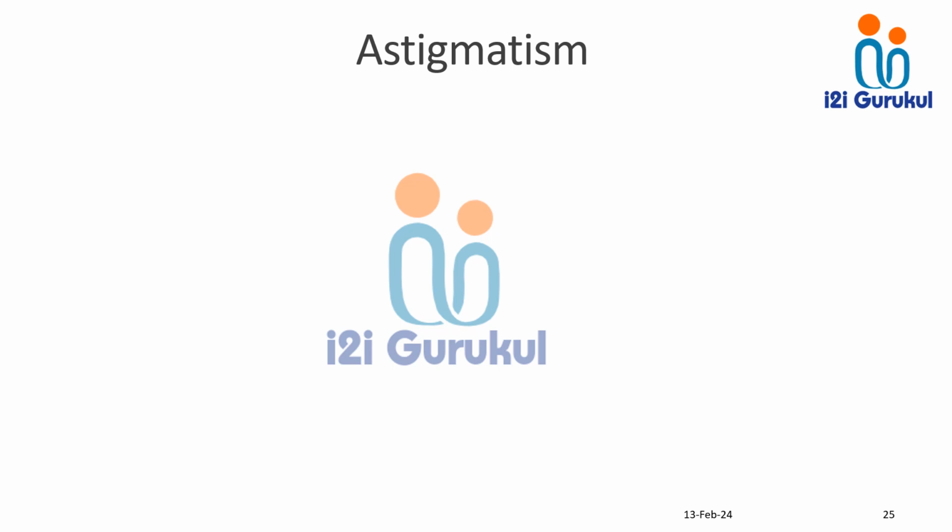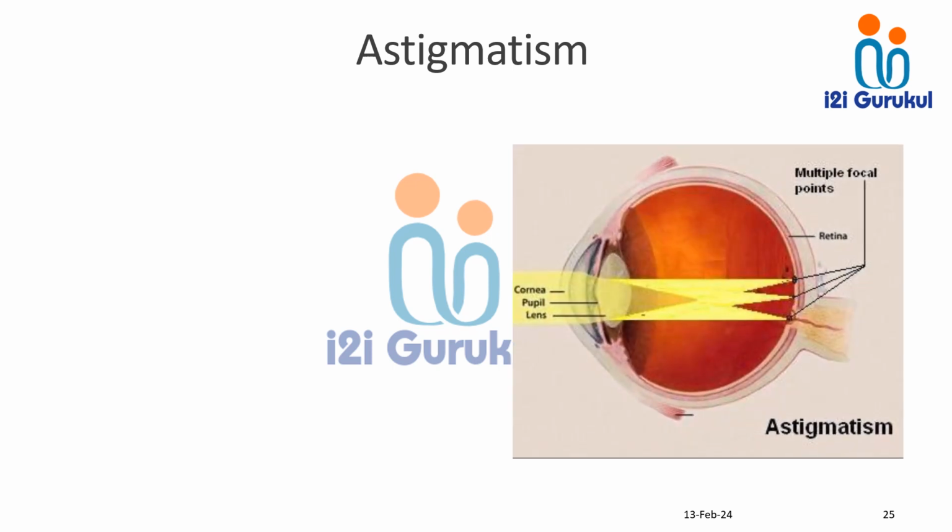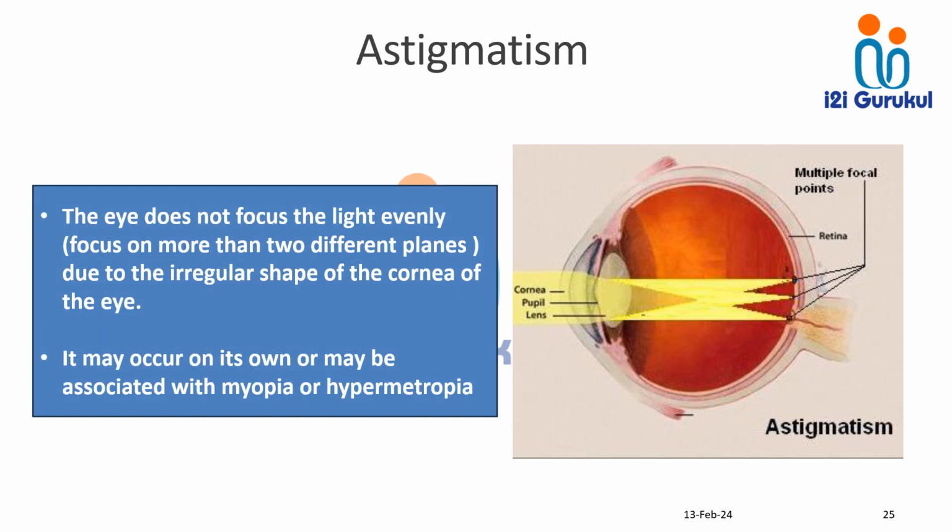An astigmatic eye will have two different powers in two different meridians. This is due to the shape of the cornea and the lens, like a rugby ball. It is a game like football, which means the eye is not spherical. So there is no single focal point on the retina. Light can be focused at multiple focal points. Okay, and it may occur on its own or may be associated with myopia or hypermetropia.